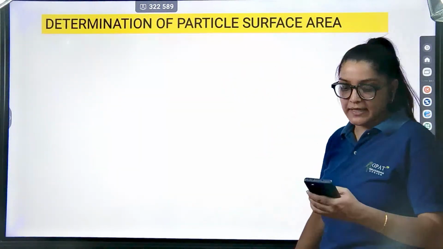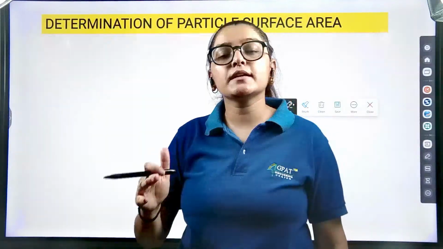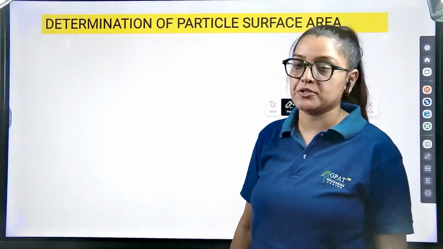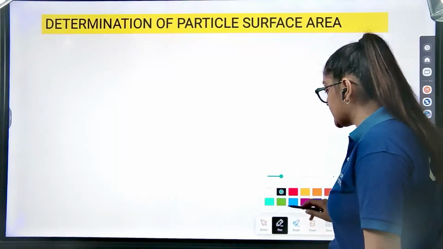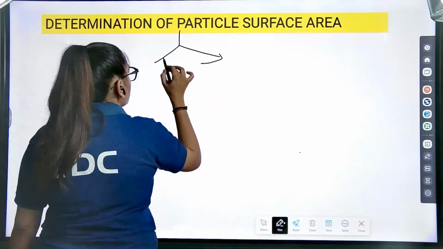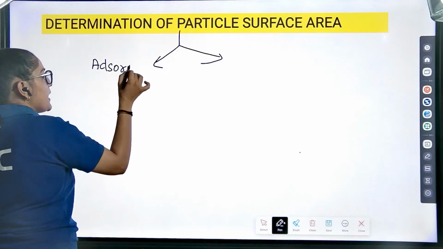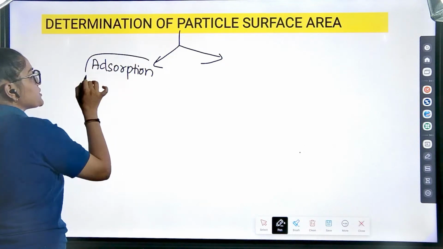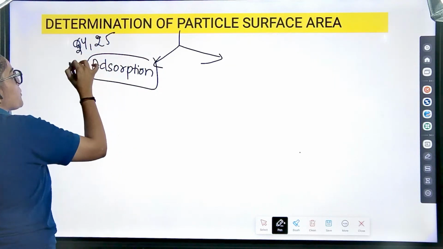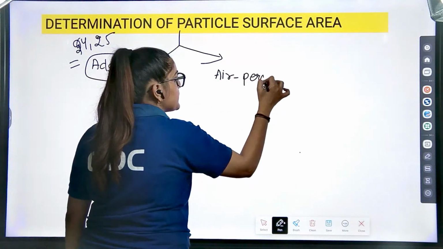Then we have seen the methods for particle size determination. Now there are two more methods based on particle surface area determination, right? Particle surface area determination can be made using two methods. Number one is the adsorption method. One question was in GPAT 24, two questions in 25 from this topic only. Then we have the air permeability method.